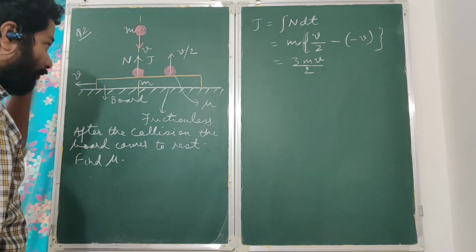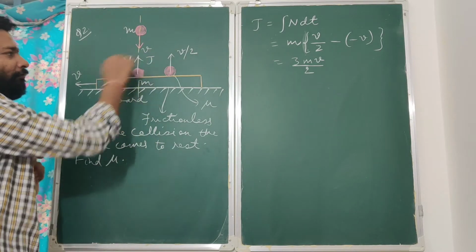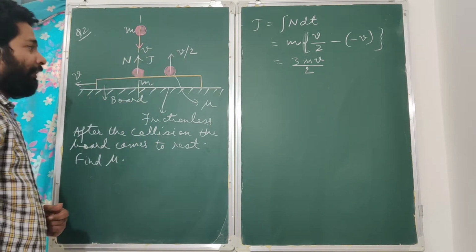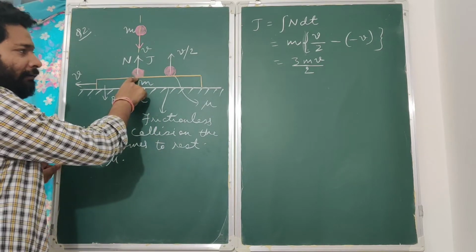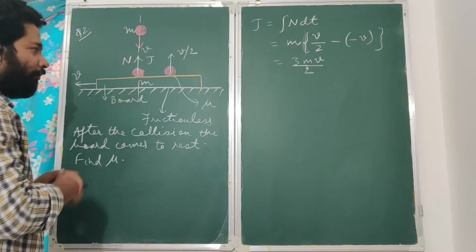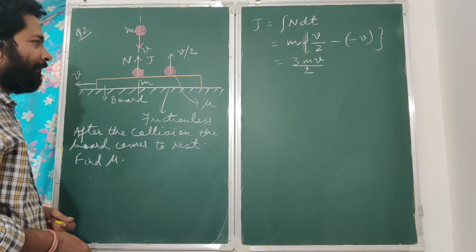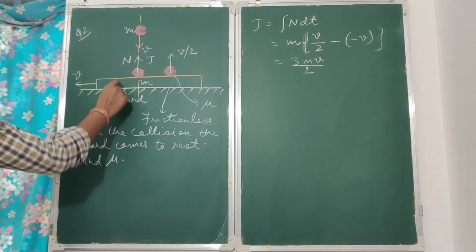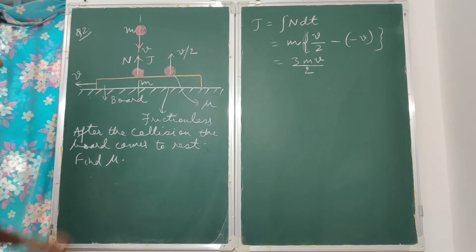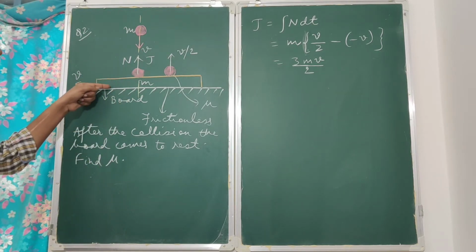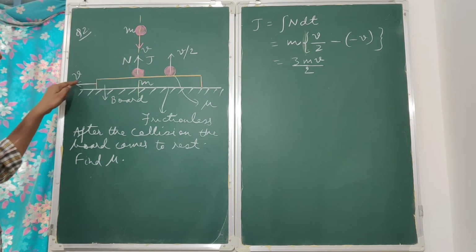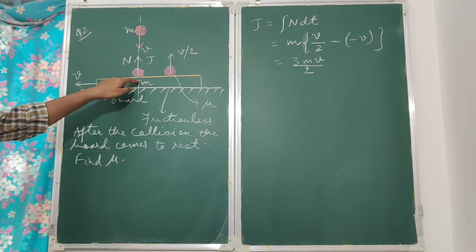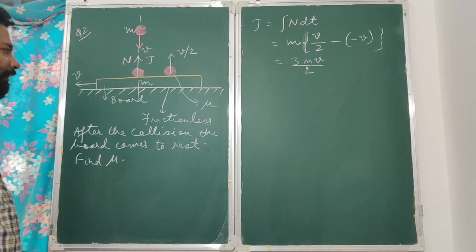Correct? Now, because of this impulsive force, there will be one impulsive frictional force that is going to develop, and that impulsive frictional force will try to stop this board, because if the board is stopping, there must be some force which is trying to stop this board, which is trying to bring this velocity to 0. What is that force? That is the impulsive force due to the friction.